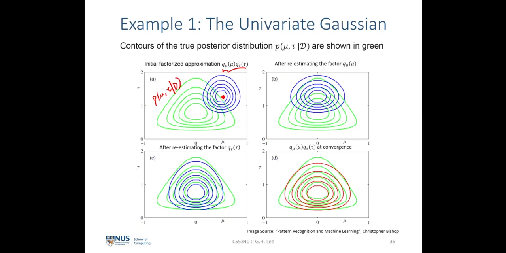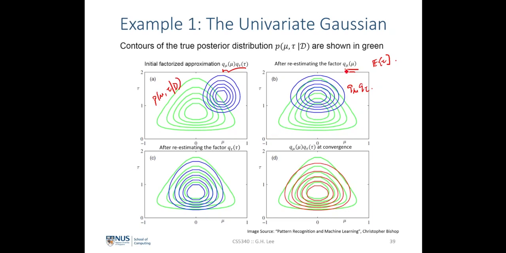So after we have initialized the approximation of q mu and q tau, we see that this is given by the first figure over here. Then in the next iteration, we will estimate q mu from the expectation terms of tau, and we can see that after refining q mu, the blue curves, which is our proposal distribution of q mu multiplied by q tau, are going closer to our target distribution, which is the green curves over here.